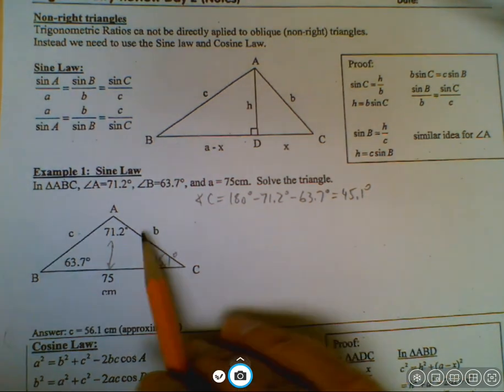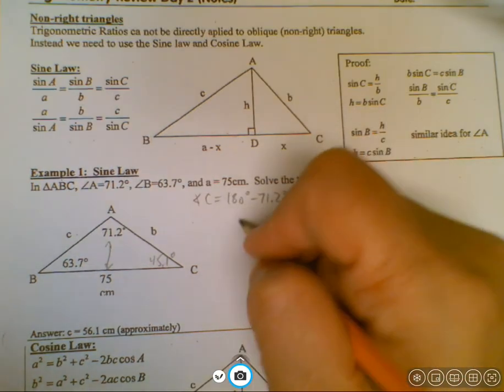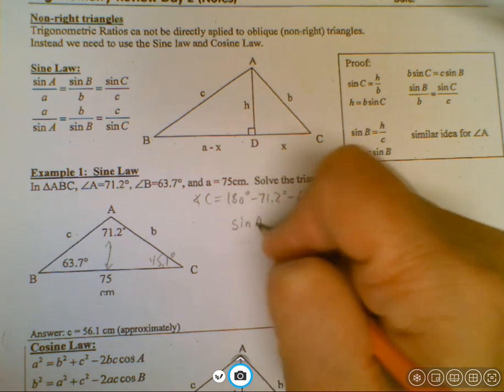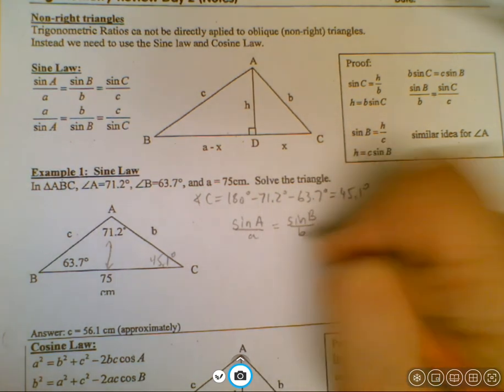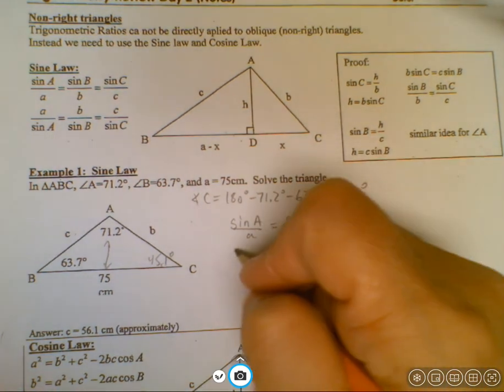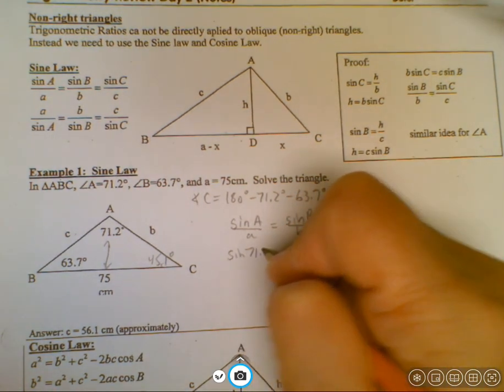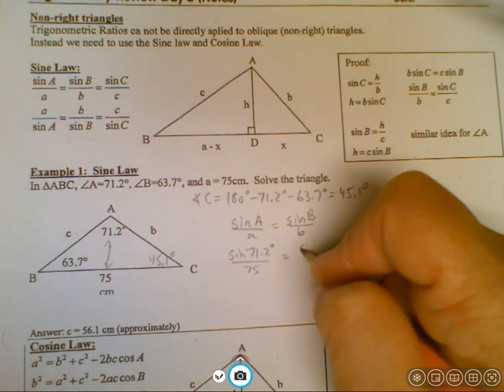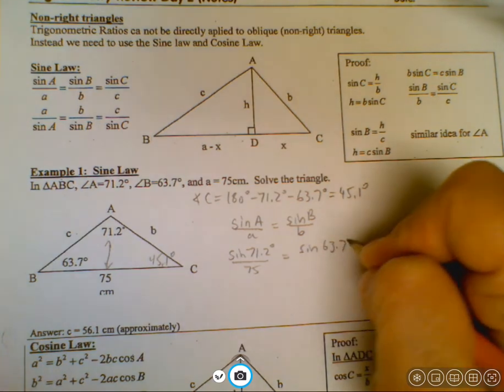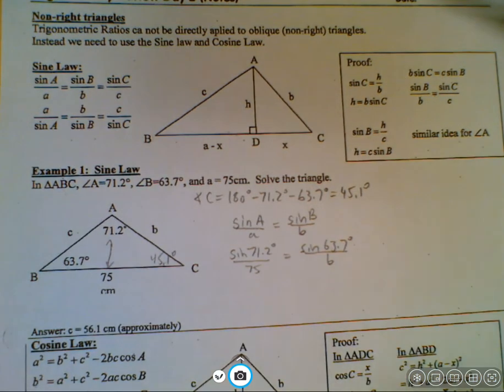All right, now I want to find the side length. So let me start with little b. Okay, so the sine of angle A over little a is equal to the sine of angle B over little b. Now I'm going to put in all the things that I have. So sine of 71.2 degrees over 75 equals sine of 63.7 degrees over little b. Okay, now how do I get little b? It's in the denominator. How do I get it out of there?